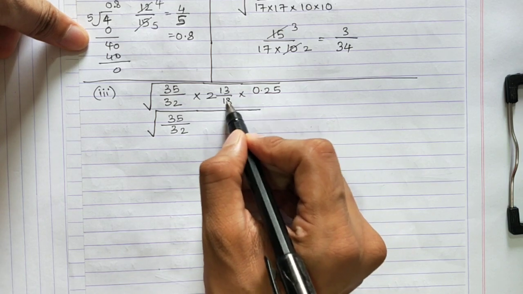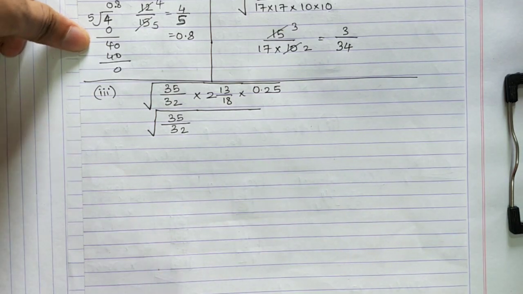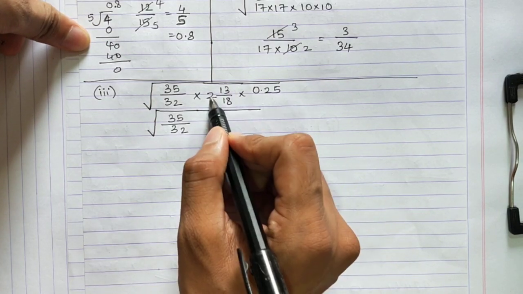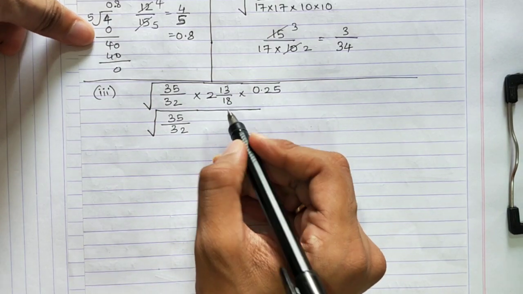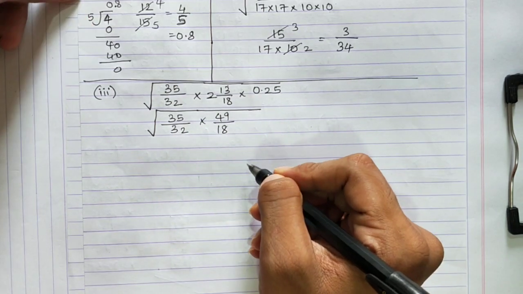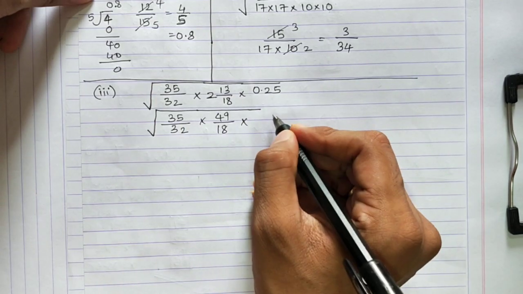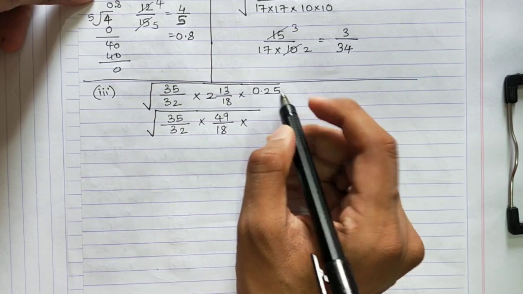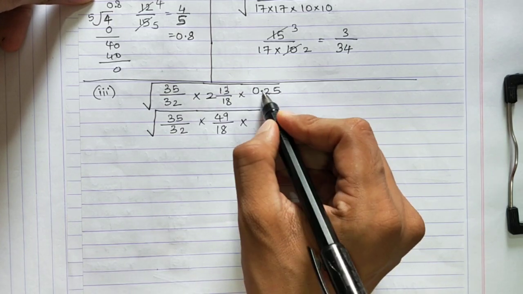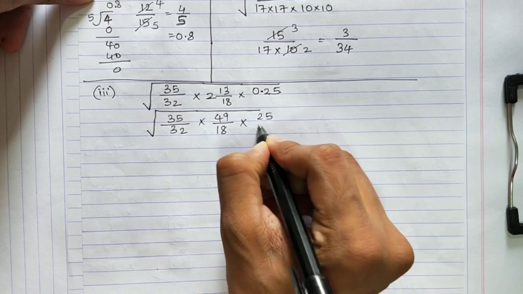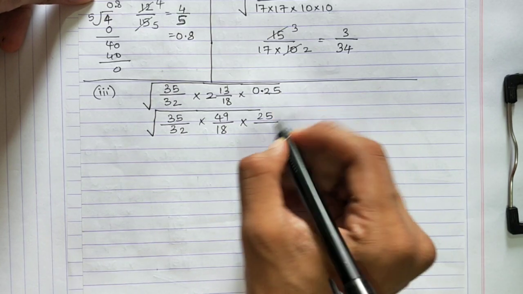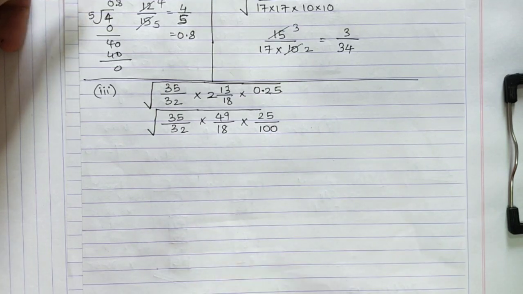So 18 into 2 is 36, and 36 plus 13 is 49. So this will become 49 upon 18 into 0.25. After the point there are two digits, so I will remove this point, and in the denominator I will add 100, since there are two digits after the point.